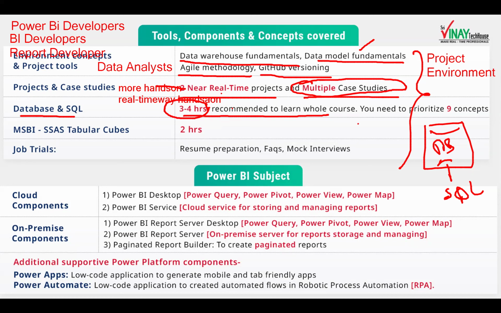So what I recommend is learn the whole course wherever you want to learn. Even we offer it, but prioritize the main topics. There are 9 topics. So you prioritize them. That is sufficient for interview. That is sufficient for working. What are the 9 topics? I will give you the list of topics also.